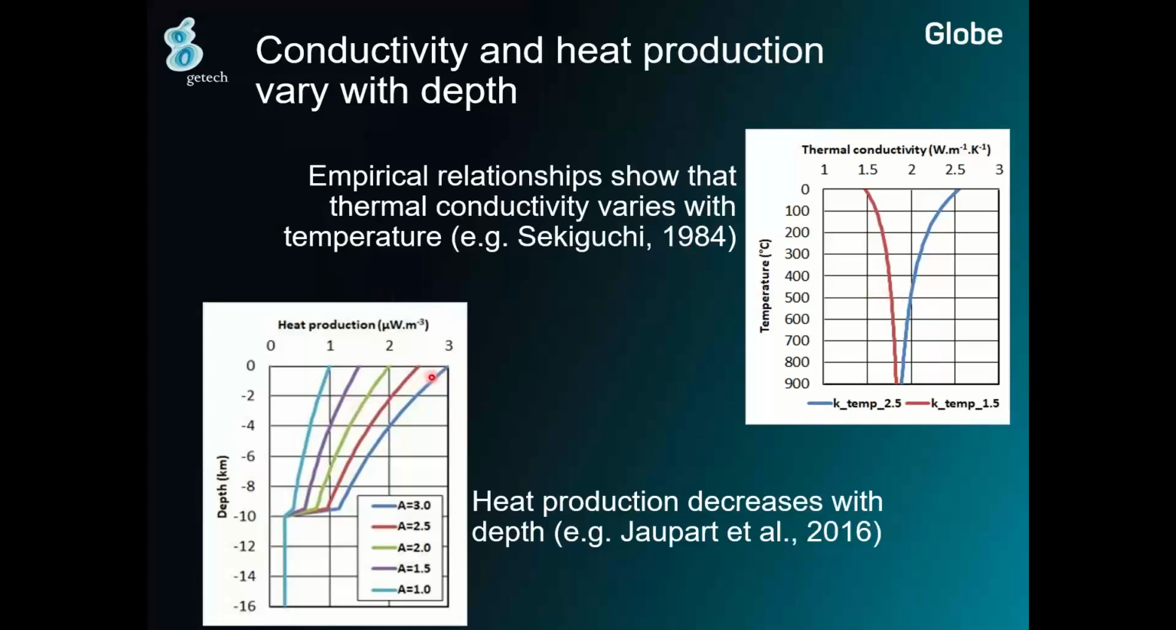The heat production also will generally change with depth. So within the upper crust, the empirical models show that it will generally decrease with depth. Once you go into the lower crust, it will be somewhat lower, and in the mantle, it will be very low. But still, we can apply these equations in an iterative way to estimate the Curie temperature depth.